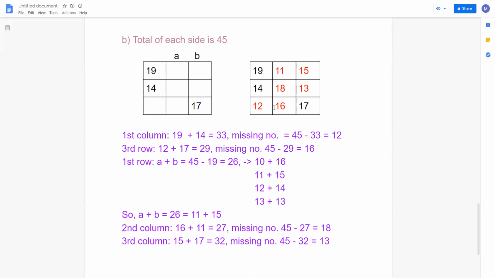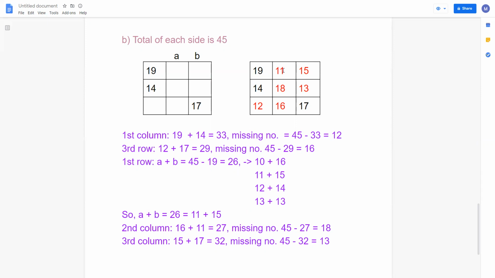Now you take the last row, that is the third row. You see the movement of the arrow. This is the third row. 12 we already calculated. Now 17 is already given. So the middle number is missing. So add these two numbers and subtract from 45. I have shown the calculation here. Third row, 12 plus 17 equals 29. So the missing number equals 45 minus 29 equals 16. So this also we got. So the first column is filled and the third row is also filled. Now these four boxes are left to find out.